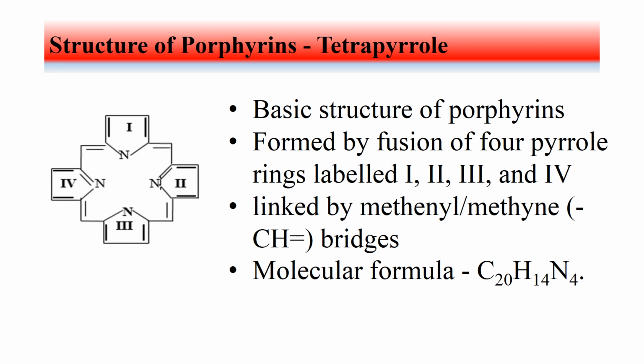Fusion of 4 pyrrole rings labeled 1, 2, 3, and 4 makes up a tetrapyrrole. This is the basic structure of porphyrins. The 4 pyrrole rings are linked together by methenyl or methane bridges. The tetrapyrrole has a molecular formula C20H14N4.